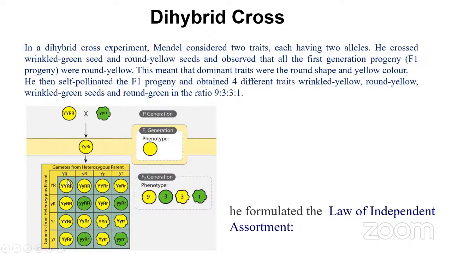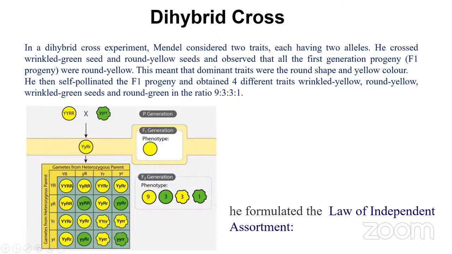And when you draw the Punnett square, which is nothing but the representation of the result of the dihybrid cross, Mendel found that in the F2 generation, out of 16 plants, 9 plants had yellow and round seeds. Then 3 plants had yellow and wrinkled seeds. Then he found that 3 plants were round and green. And then one plant was green and wrinkled.